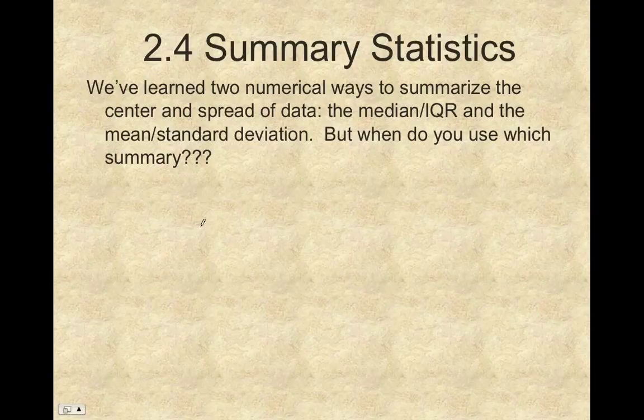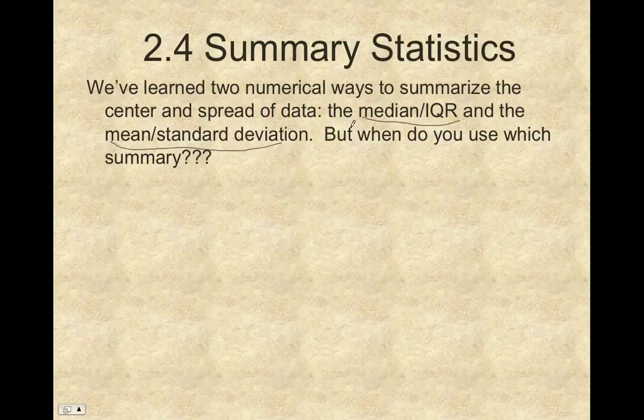Okay, so we've learned two sets of ways to summarize center and spread. It should be pretty clear that median and IQR sort of go together, and mean and standard deviation sort of go together. Median has to be used in order to find the quartiles, which you use to find the IQR. Standard deviation is the average distance to the mean. These two pairs of center and spread are linked.